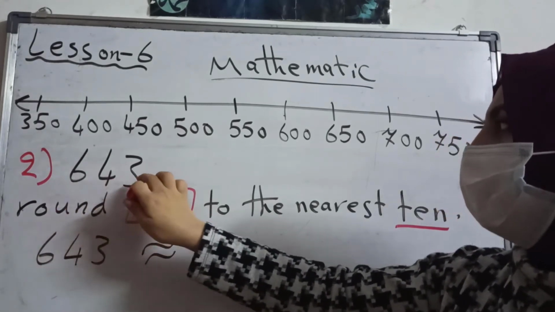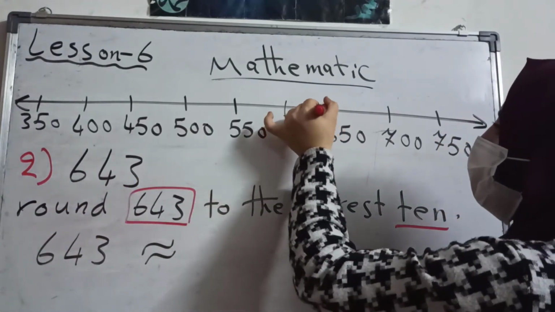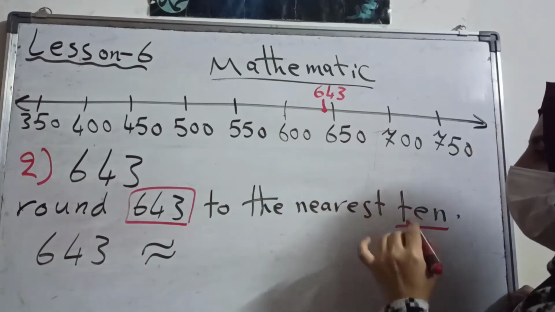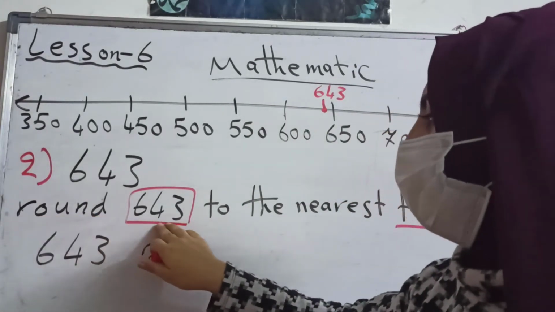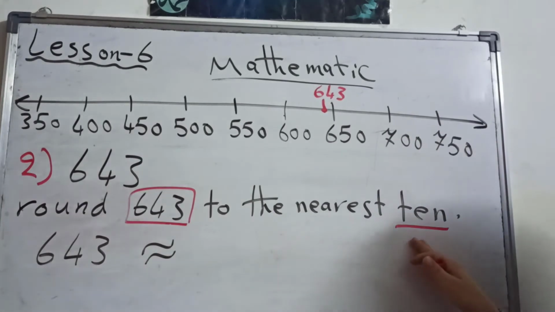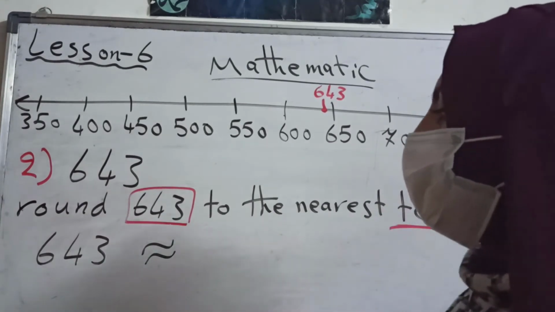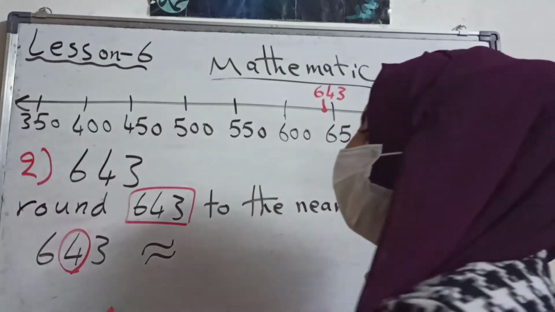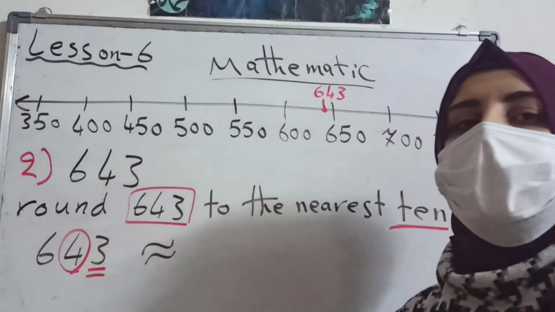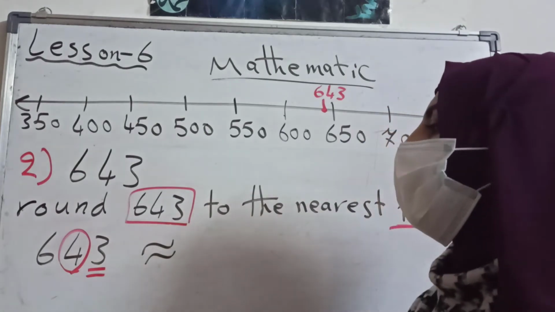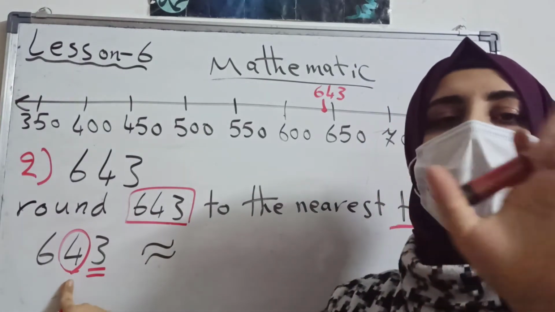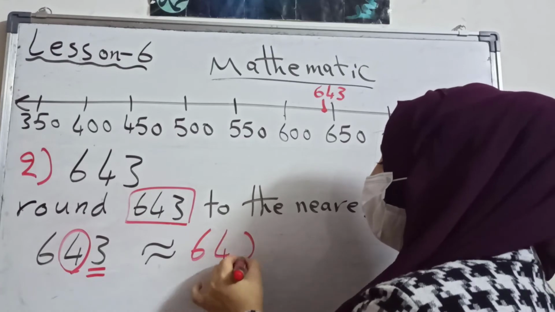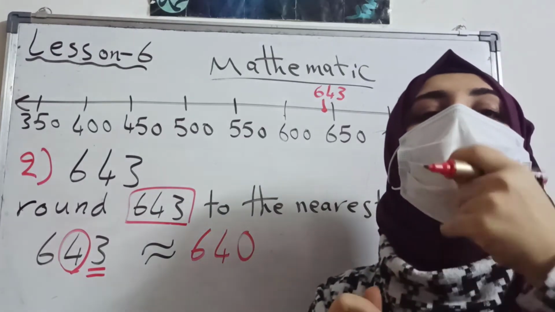We have 643. 643 is in here, students. Now we round 643 to the nearest 10. Which one is 10 in here? We have 4 in tens. Okay, we look at which digit? We look at the ones, and we have 3 in ones. 3 is smaller than 5. Then we have to write this 4 like itself without any changing. Then students, we have to write 640 like itself without any changing.